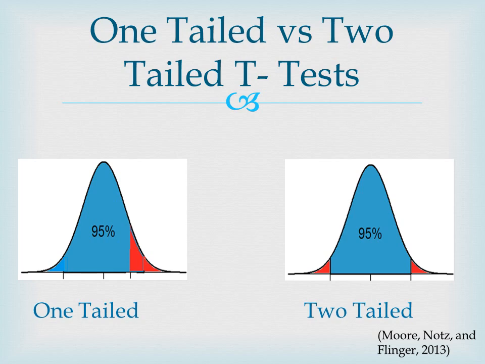Now, remember a few slides back when I showed you guys that the corresponding p-value could be 0.2 or 0.4, depending on whether the t-test was one or two-tailed. Now we're going to discuss exactly what that means.